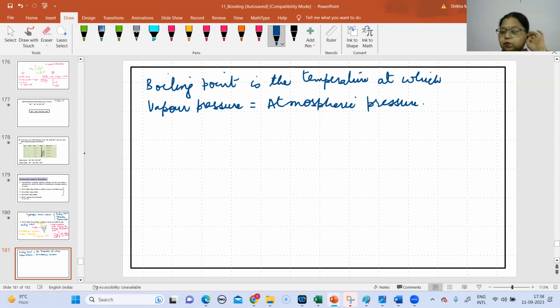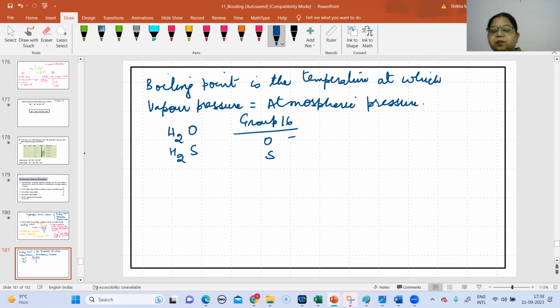Now, coming to the question, which will have a higher boiling point, water or H2S? First of all, why is this question only for water and H2S? The reason being, both of them are hydrides of group 16. Oxygen and sulfur both belong to group 16, right? When oxygen reacts with hydrogen, this forms water, and when hydrogen reacts with sulfur, it forms H2S. So what we want to question here is that water has an exceptionally high boiling point, whereas H2S does not, right?